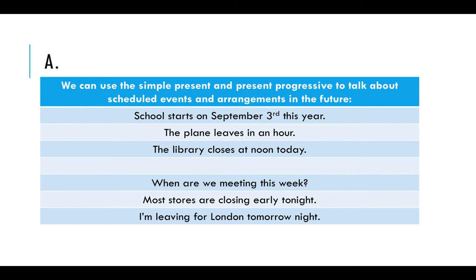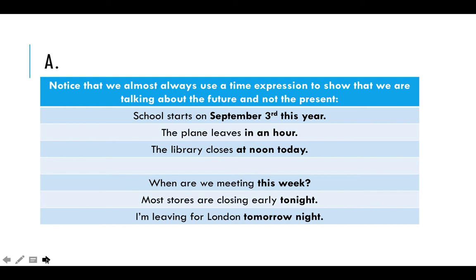Then we have, when are we meeting this week? Most stores are closing early tonight. I'm leaving for London tomorrow night. Here I'm using present progressive to talk about something that will happen in the future, and it's something that has been scheduled. And notice that we almost always use a time expression to show that we're talking about the future and not the present. So here's September 3rd this year, in an hour, at noon today, this week, tonight, tomorrow night. This makes it clear that I'm not talking about a present event. I'm talking about a future event.